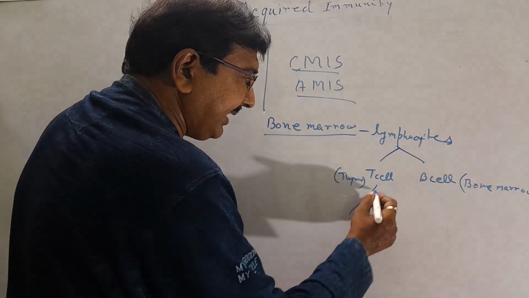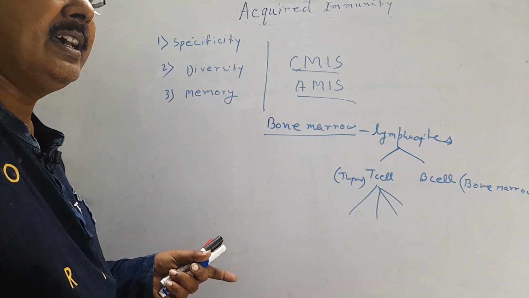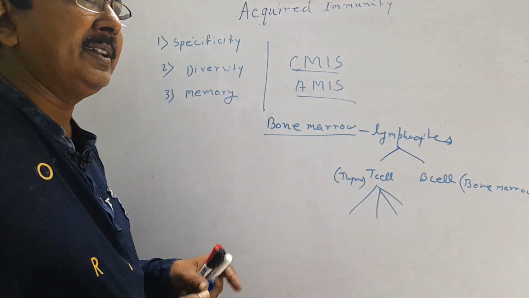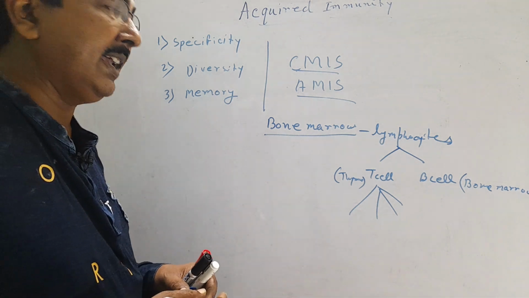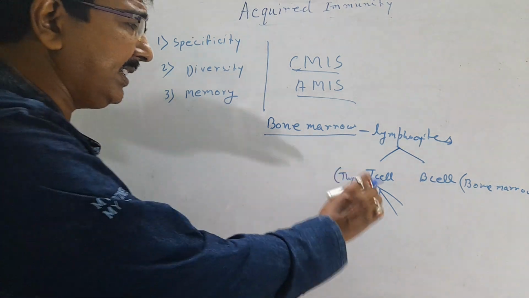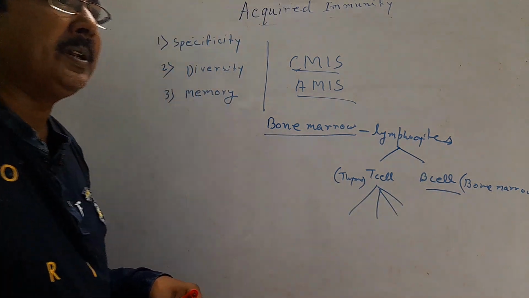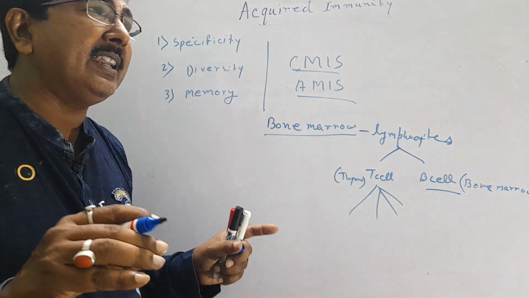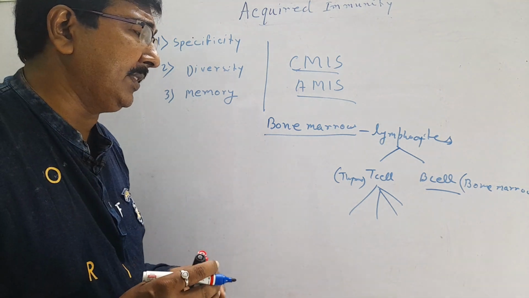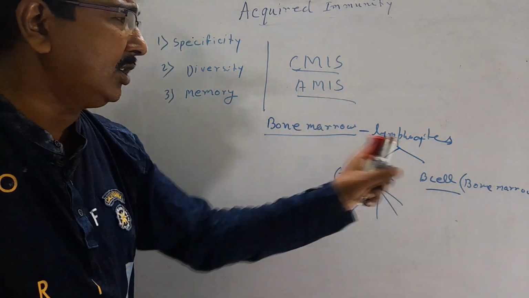Then T cells have many types. What types? There are suppressor cells, killer cells, and helper cells. This T cell acts as the cell mediated immune system. And the B cell, stored in the bone marrow, is the humoral mediated immune system. Cell mediated and humoral mediated immune system, these are the two types.